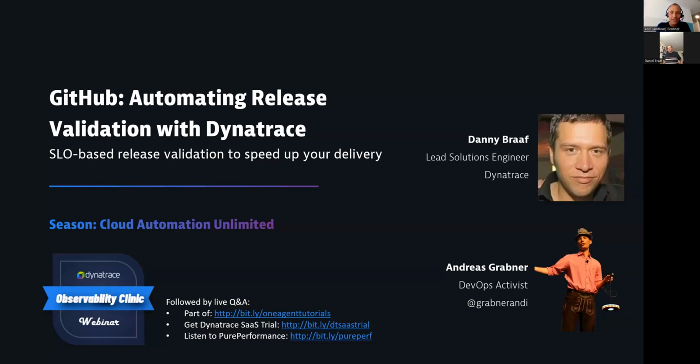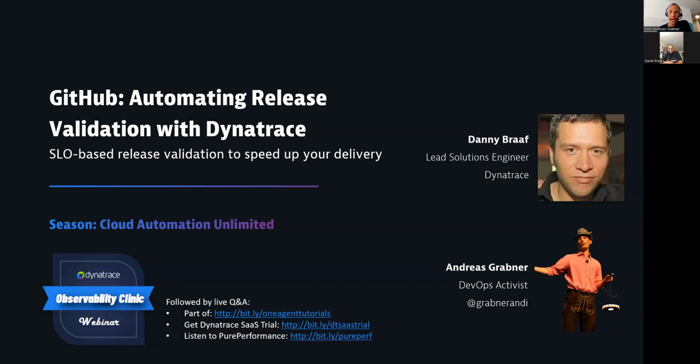Today's topic, as you can see, GitHub, automating release validation with Dynatrace, with a special focus on SLO-based release validation to speed up your delivery. GitHub is one of the solutions out there that we see a lot of our users use to automate the deployments, besides other solutions, obviously, like Jenkins, GitLab, Azure DevOps, and so on.